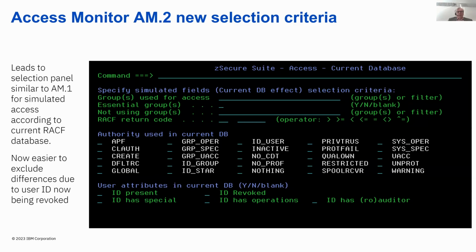So AM.2 leads to the same panel if you take that current selection. This looks remarkably like the AM.1 panel. You see the whole list of authorities that were instrumental. That really is the simulation where we look at the current RACF database and see what exactly would have caused us to allow or to deny access. Those checkboxes are all specific reasons.